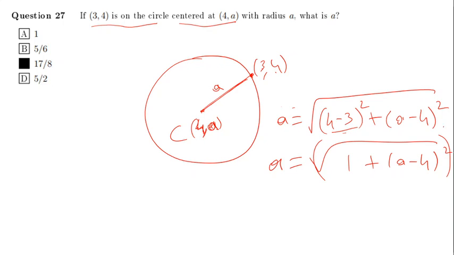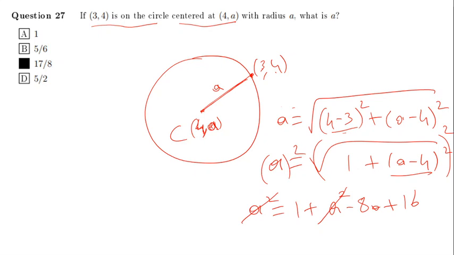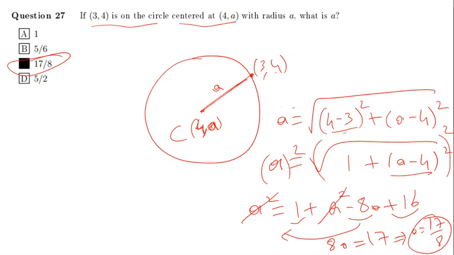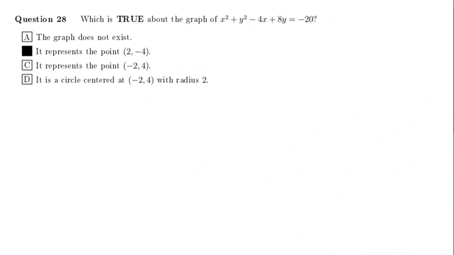Okay, how can you get rid of the square? So square both sides, so you get a squared is equal to 1 plus (a minus 4) squared. Okay, let's open this one. a squared minus 8a plus 16. Now a squared cancels out, and we can send 8a to the other side. We get 17, and a will be 17 over 8. So this is the answer.